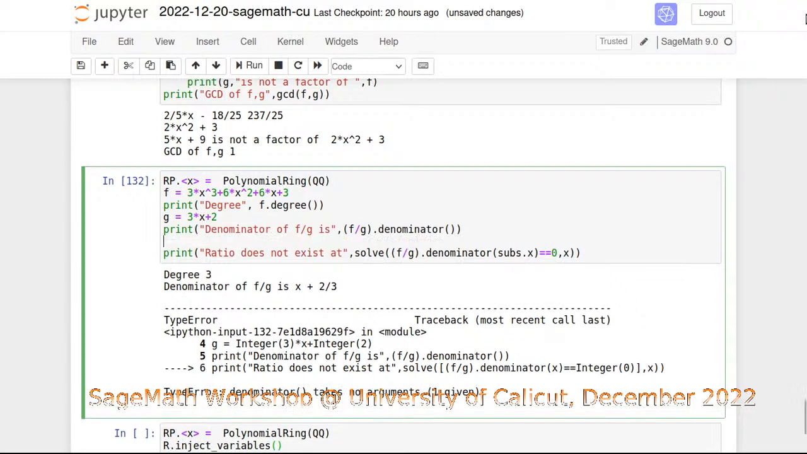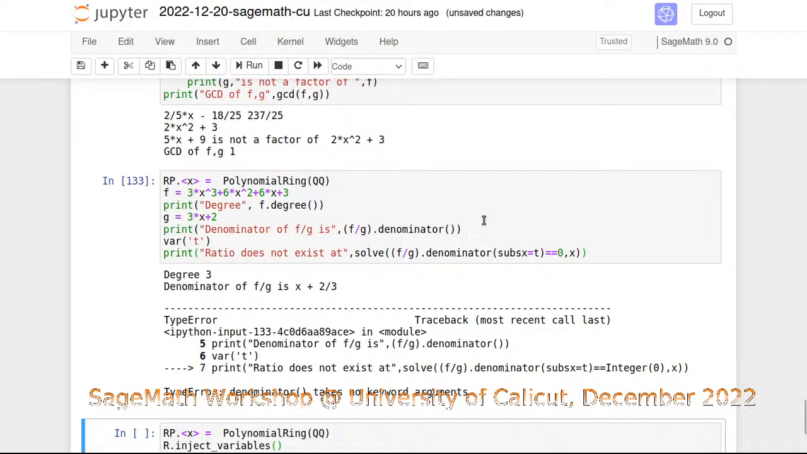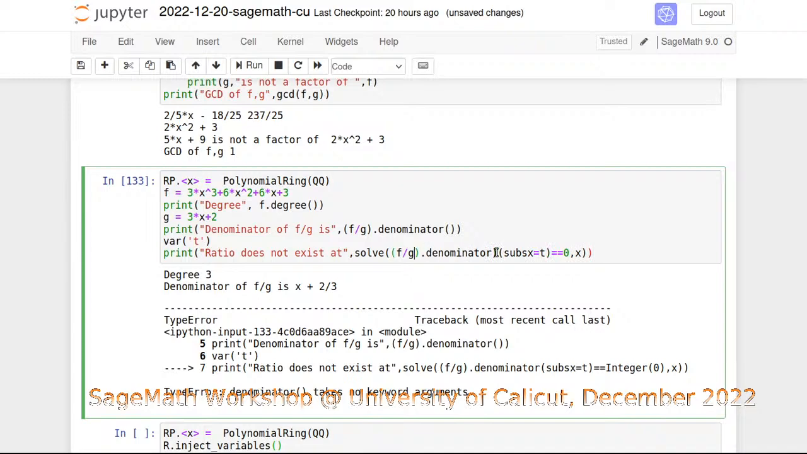Okay, let us just try it this way. I don't know whether this will succeed or not. Suppose that I am defining another variable. I am just trying. Denominator subs x equal to t. So I substituted. So if denominator is here, denominator takes no keyword arguments. Okay, it doesn't take. That's okay.